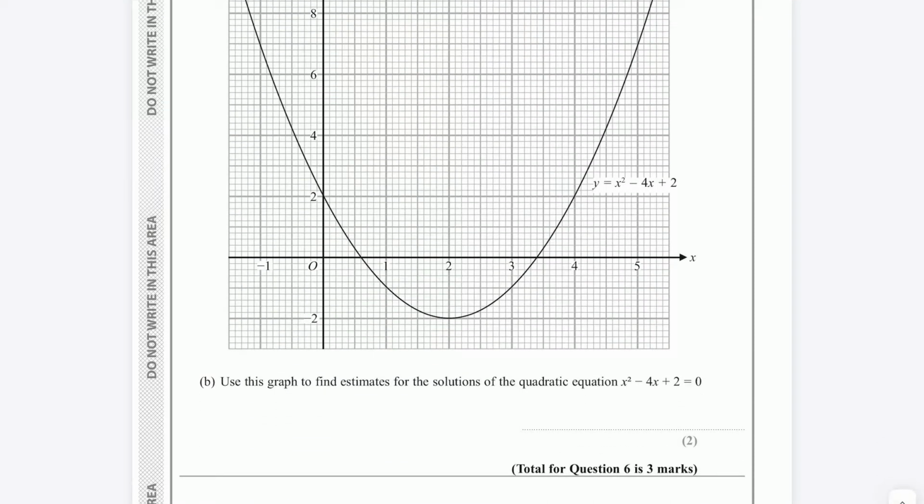Moving on to the next part. Use the graph to find estimates for the solution of the quadratic when this equation is equal to 0. So that is essentially when it passes the x-axis. So that is that point there and that point there. Now you want to read these off as carefully as you can. So the estimates would be 0.6 and 3.4. But you want to be careful and not write this like this, because if you write it like this, these are coordinates x and y.